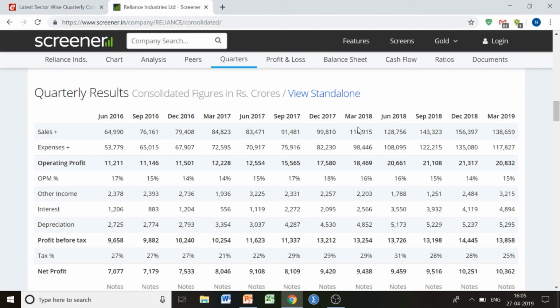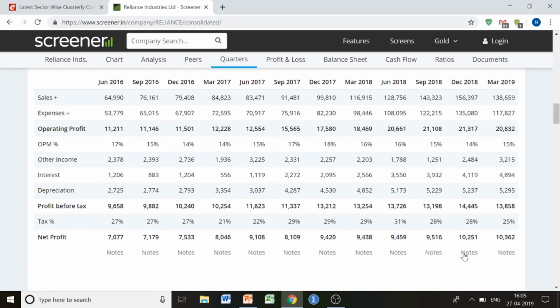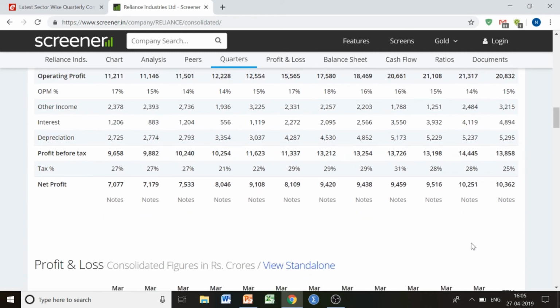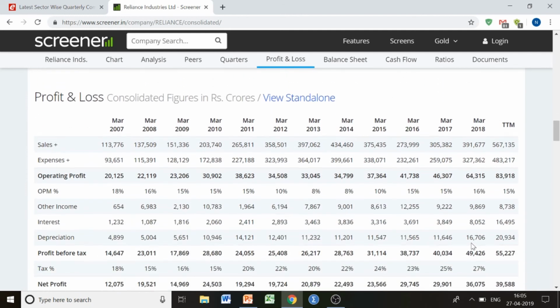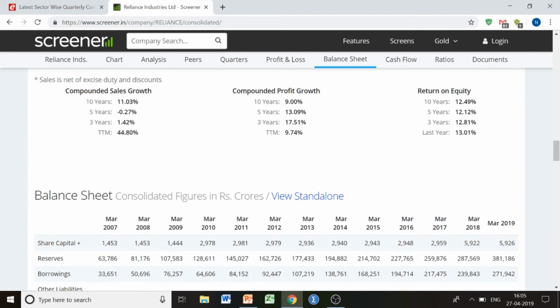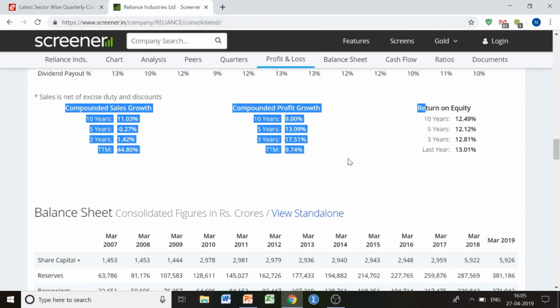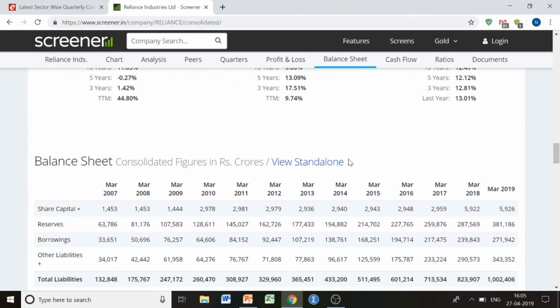You can see the sales figures. Just looking here, you can analyze that it has been growing from 2016 to 2018. The operating profit has grown. The net profit has also increased. And thus you can get an idea that the company is doing well with its overall efficiency. Here you can see the compounded profit growth over 10 years, 5 years, 3 years, the return on equity, the compounded sales growth, and all these figures.